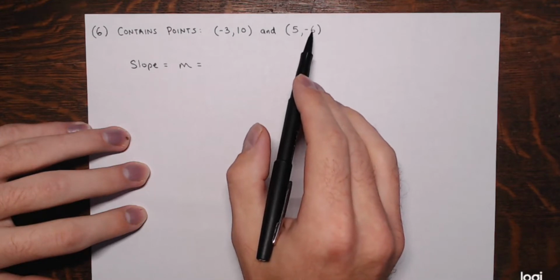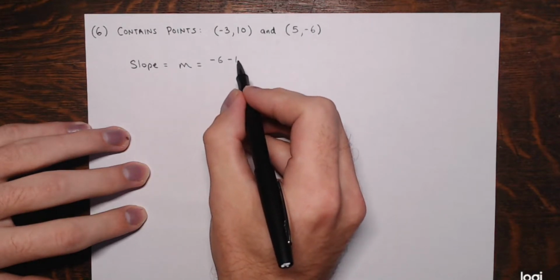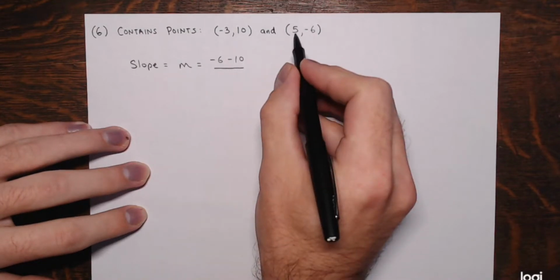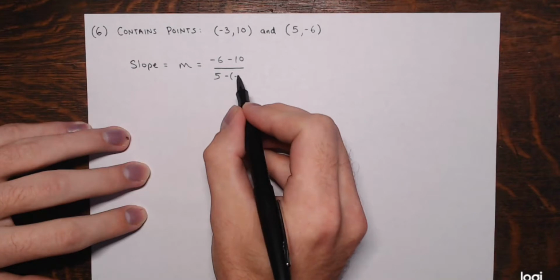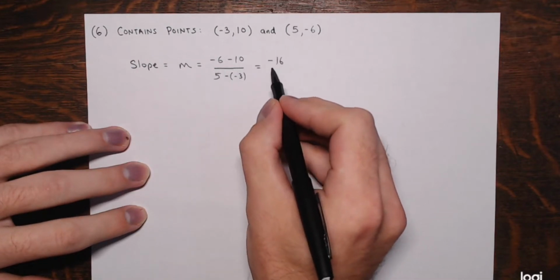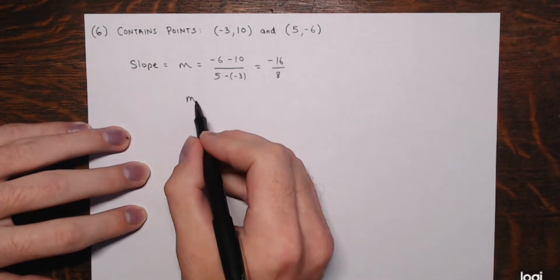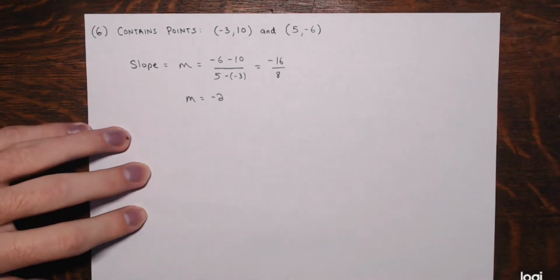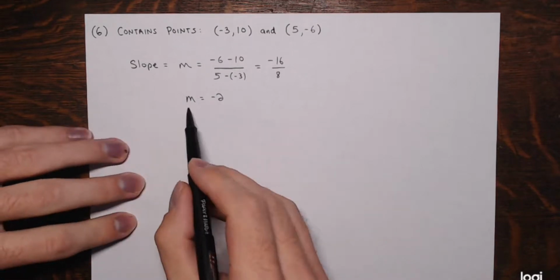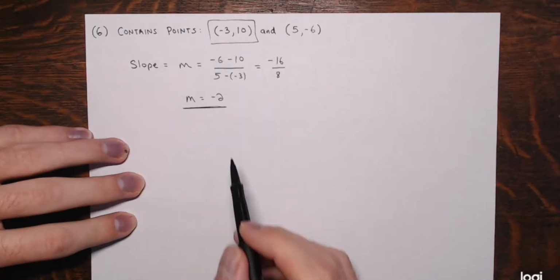And I'll do second minus first. So remember the change in y, negative 6 minus 10 in the numerator, divided by the change in x in the same order, 5 minus negative 3, which will be 5 plus 3. So we have negative 16 in the numerator, and then 5 plus 3 is 8, and then this is again negative 2. Lucky us, 2 problems in a row with a slope of negative 2. Alright, so now I have the slope, and I have a point, and I just pick one. I'll take this one here, negative 3, 10.